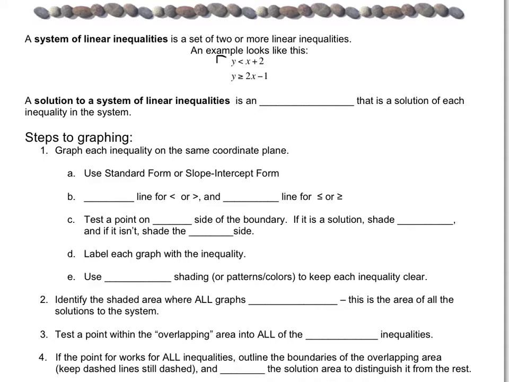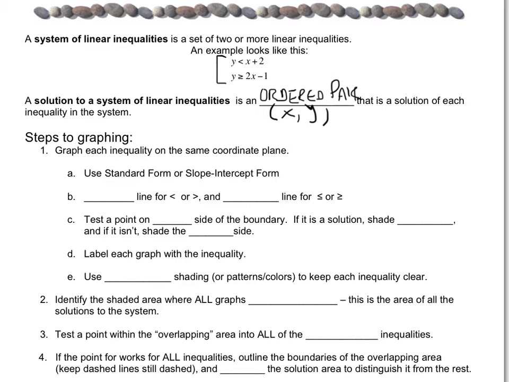You have y is less than x plus 2, and you also have y is greater than or equal to x minus 1. It's very similar to when we saw the systems of equations. Obviously, we see the inequality symbols there. So just like when we had the solution for a system of equations being the intersection point or points that are shared in both equations, the same thing is true here. A solution to a system of linear inequalities is an ordered pair that is a solution of each inequality in the system. So we're looking for points that are solutions to all of the inequalities in the system.